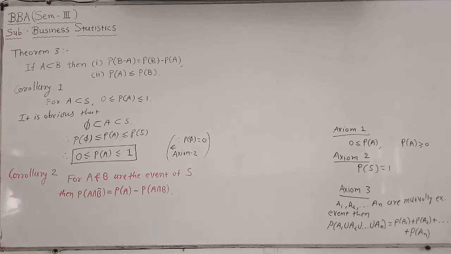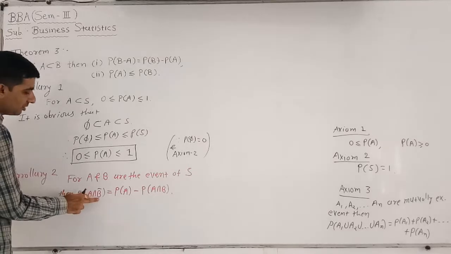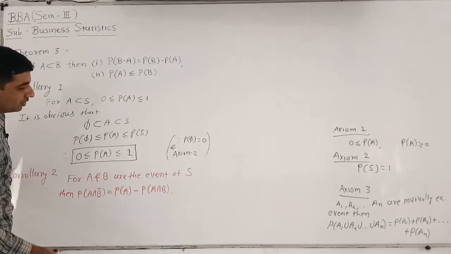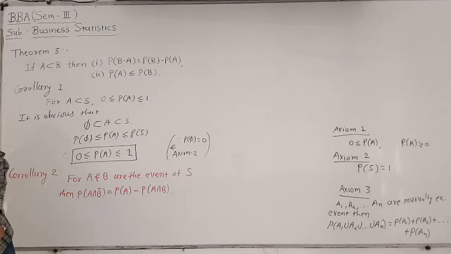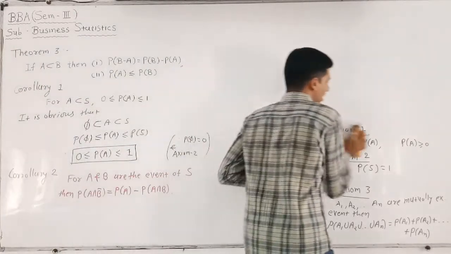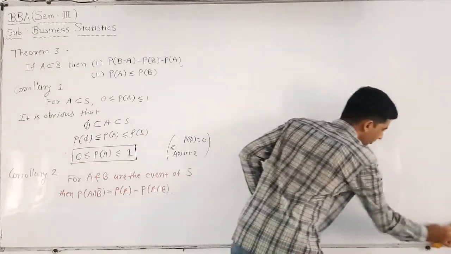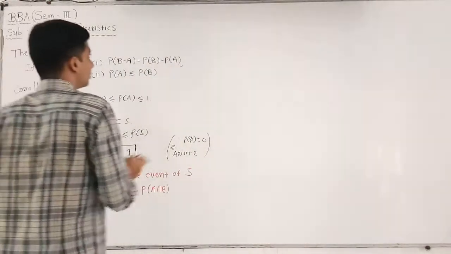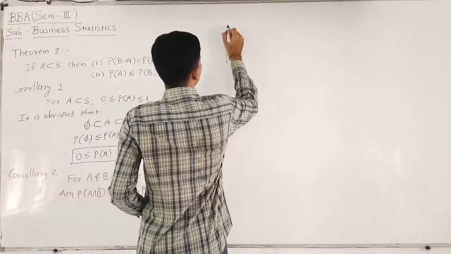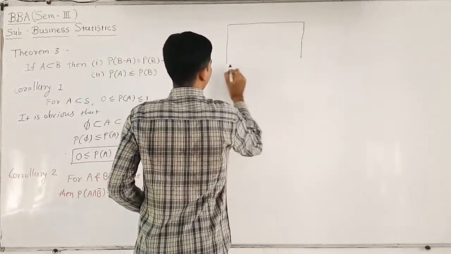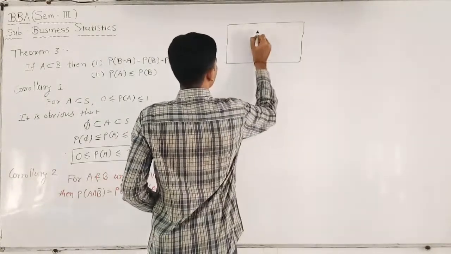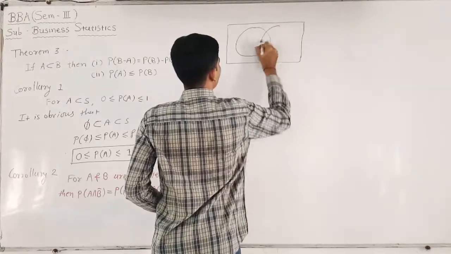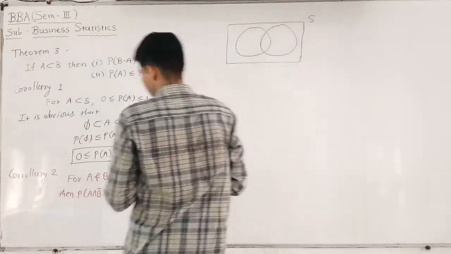Here we have to prove the first one. A and B are events of S. P of A intersection B bar is equal to P of A minus P of A intersection B. So first of all, A, B and S and A intersection B bar are shown in the Venn diagram. We show it in the Venn diagram: the sample space S, the first event A and the second event B.